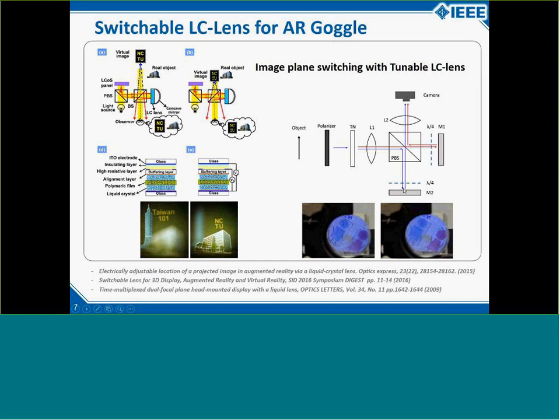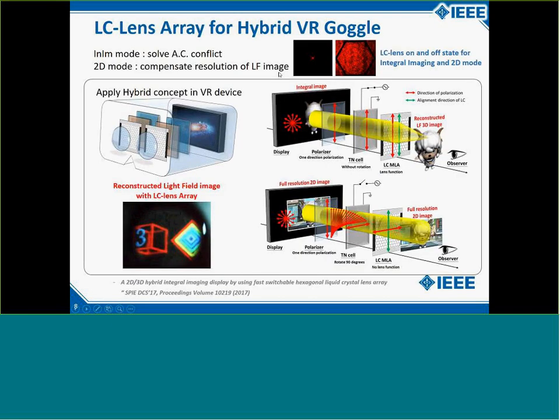So these two distances, of the blue and red patches, are different, and so they can have different focus. You can see here the blue is in focus and the red part is blurred, and when you focus on the red part, the blue part is blurred. So that's also an application of the liquid crystal lens for augmented reality goggles.